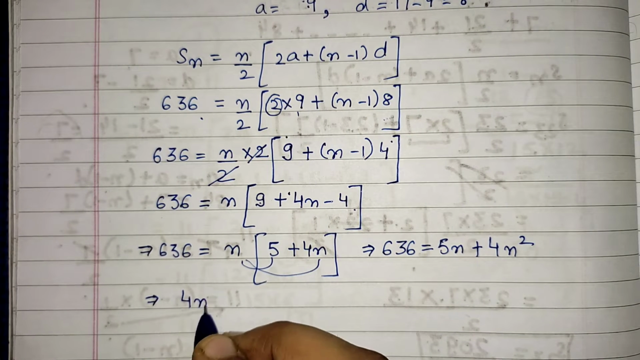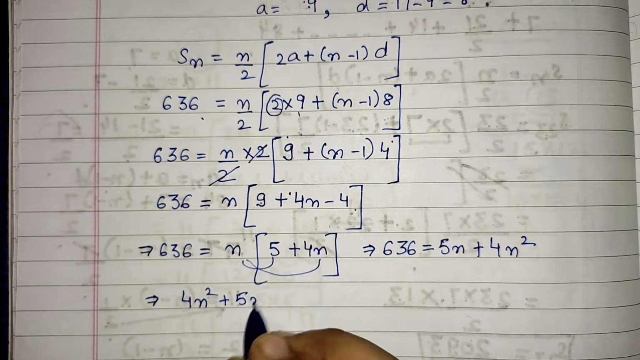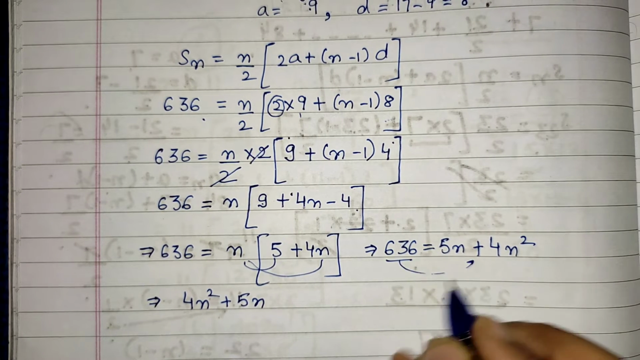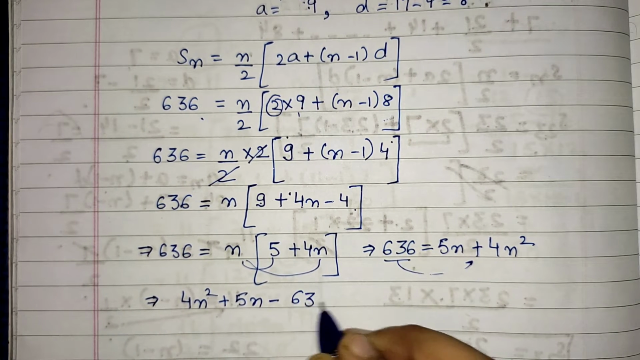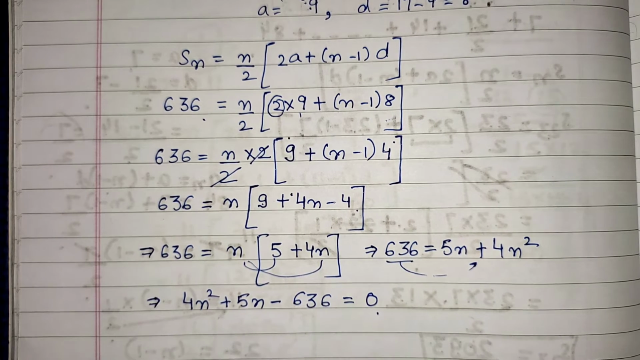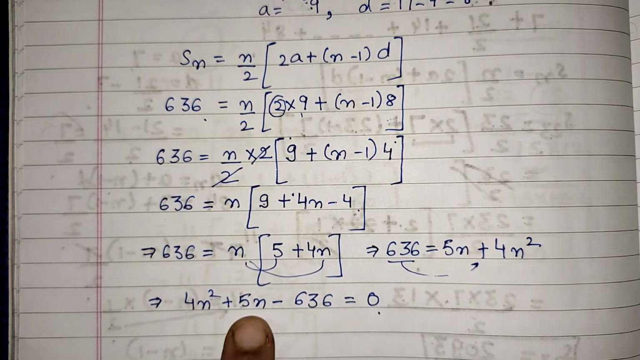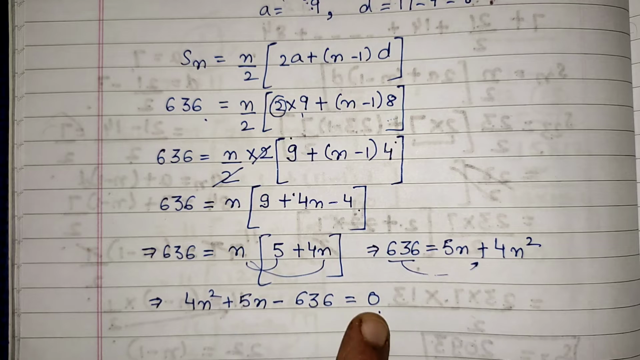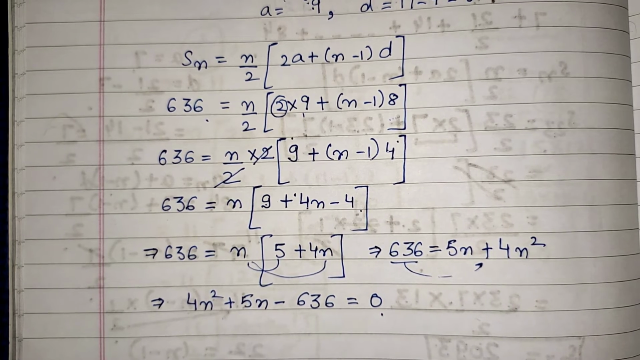Okay, so it will become 4n square plus 5n. This 636 will go to the right hand side and it will become negative. So this will be my answer: 4n square plus 5n minus 636 is equal to 0.